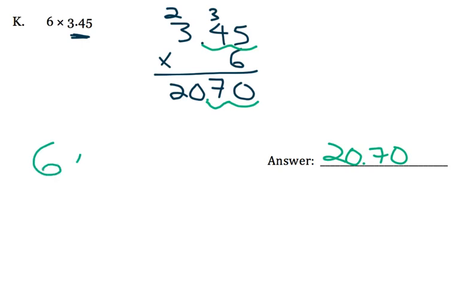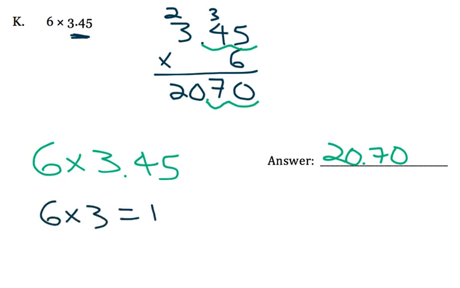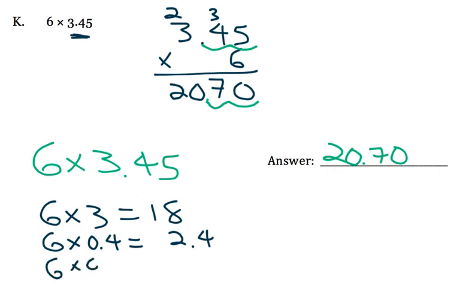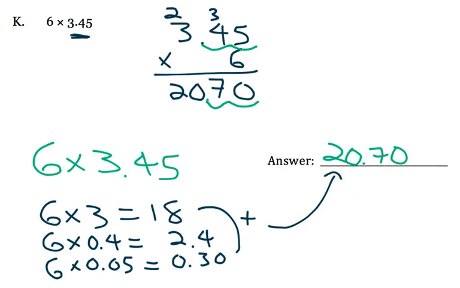Again, a more advanced way, because I kind of hate this algorithm, would be I could do 6 times 3, which equals 18. I could do 6 times 4 tenths, which equals 2 and 4 tenths. And I could do 6 times 5 hundredths, which equals 30 hundredths. And if you add those three products together, it's another way to get our answer.